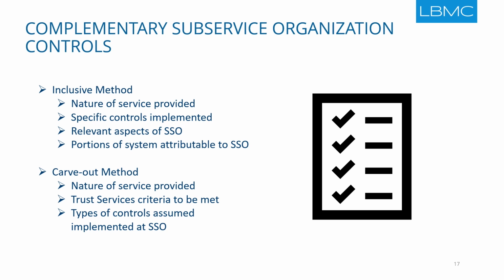If the carve-out method is used, this section would include the nature of the service provided by the subservice organization, each of the trust services criteria to be met by the subservice organization, and the types of controls that the service organization assumes are implemented by the subservice organization. A common example of one of these is where the subservice organization is a cloud provider and one of the complementary subservice organization controls defines physical security controls.